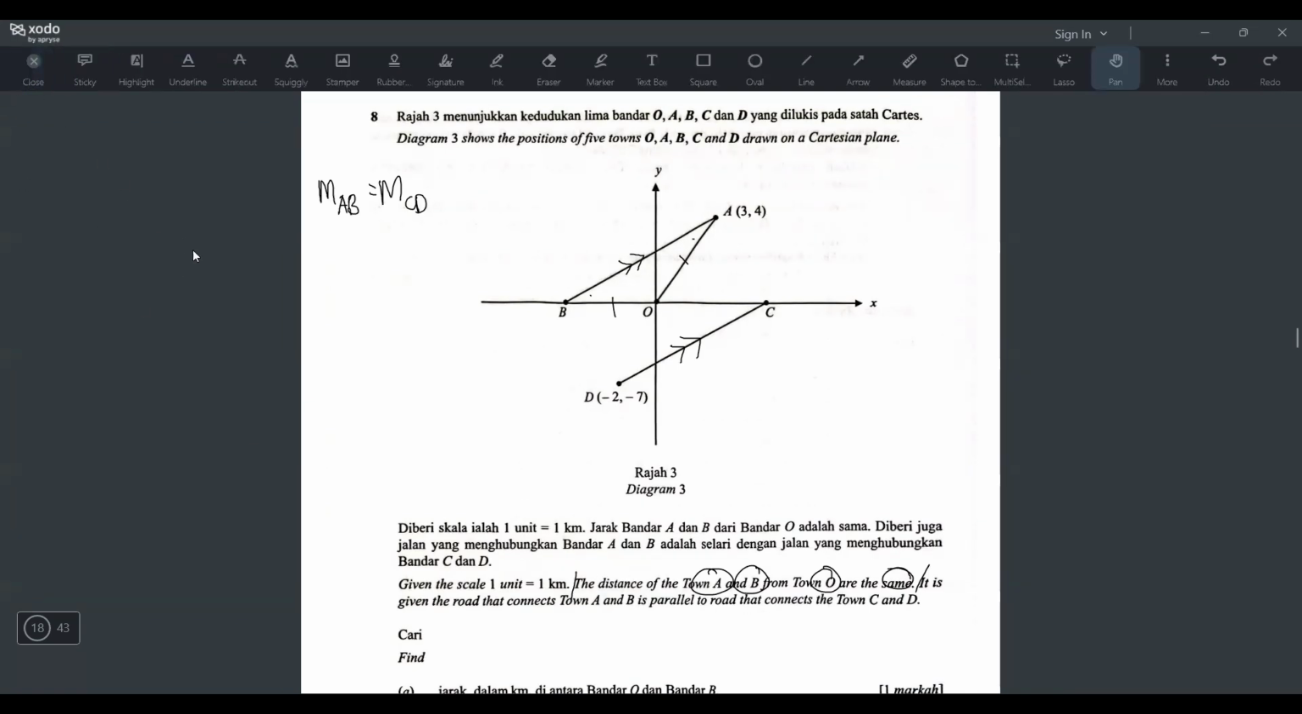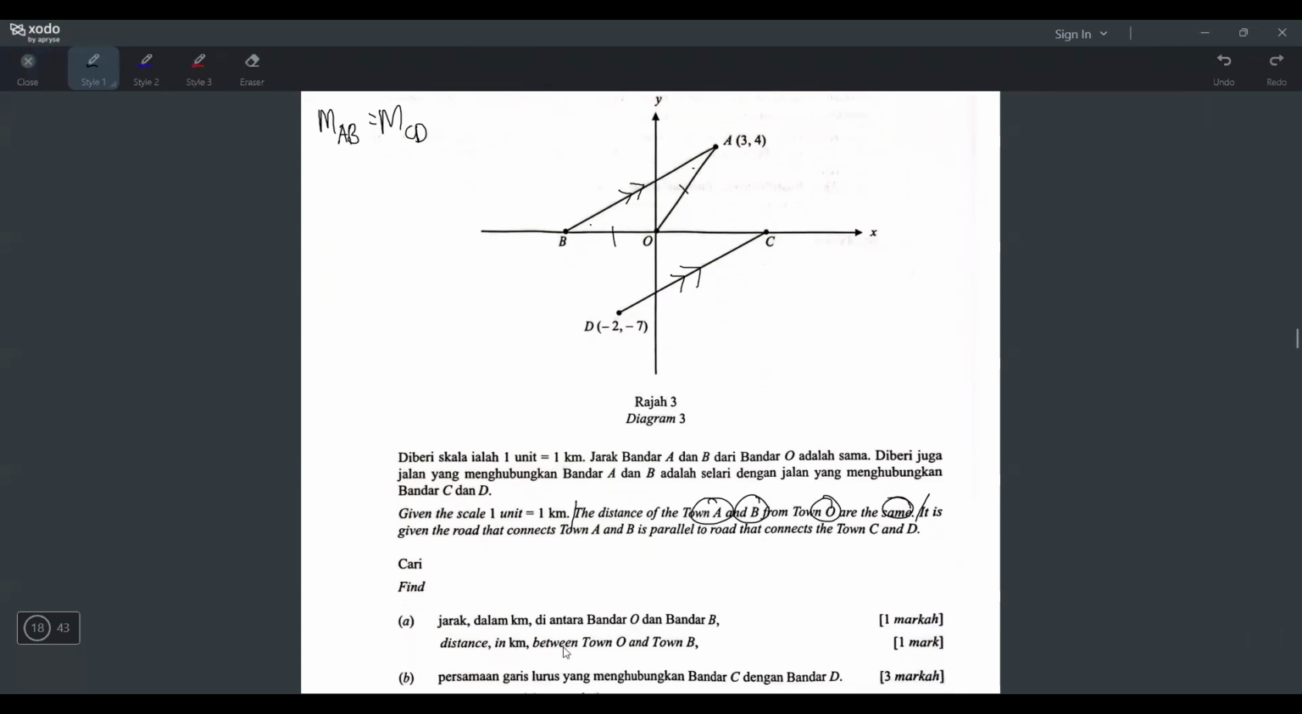Now let's go to A. So for A, they say find the distance in kilometers from O to B. So question A wants to find the jarak O to B. This is the distance I want to find. Actually, in your Form 3 syllabus, you have already learned the formula for distance. You learn this in lower form also. The formula for distance, jarak, looks like this: square root of bracket square plus bracket square. The formula is (x1 minus x2) squared plus (y1 minus y2) squared. This is the formula to find jarak. And by the way, this formula actually comes from Pythagoras theorem.